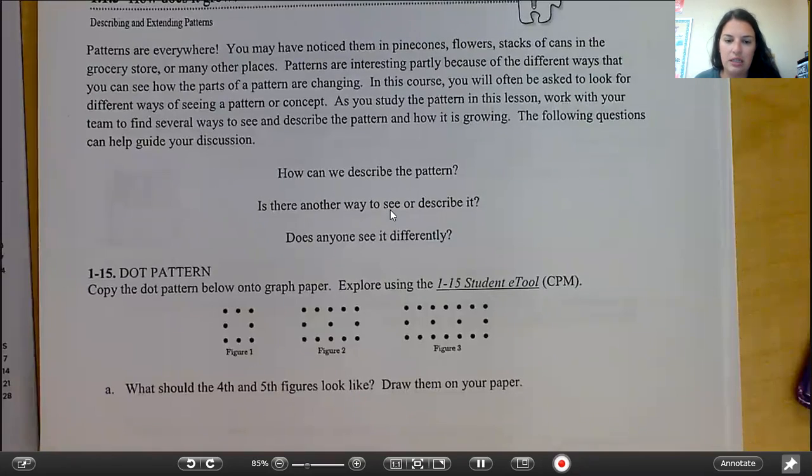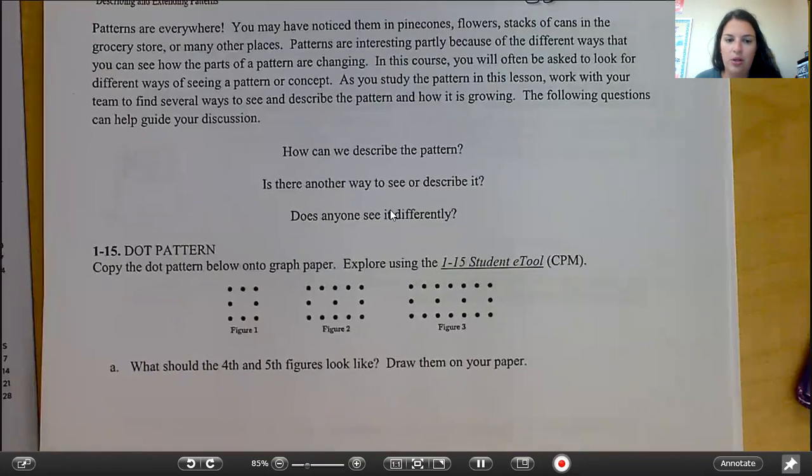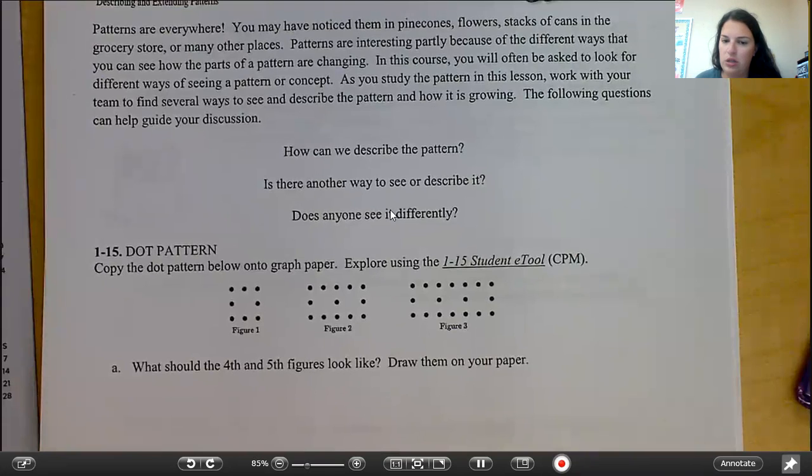So 115 says dot pattern. Copy the dot pattern below onto graph paper. Explore using the 115 student e-tool. You do not need to copy them onto graph paper. They're right here on your paper.